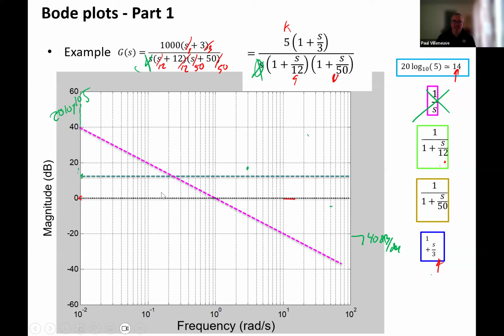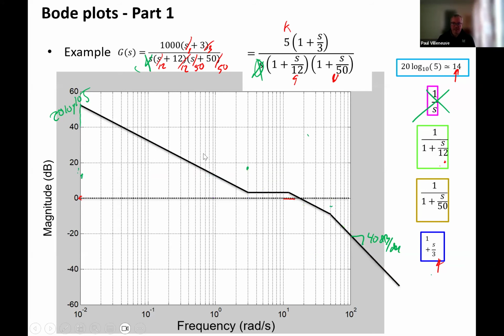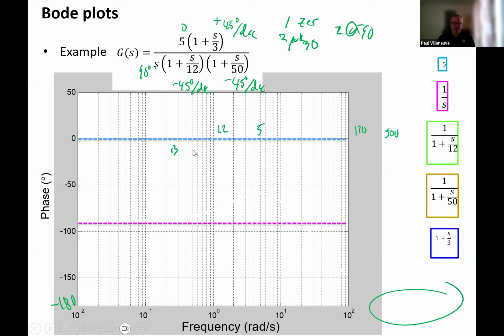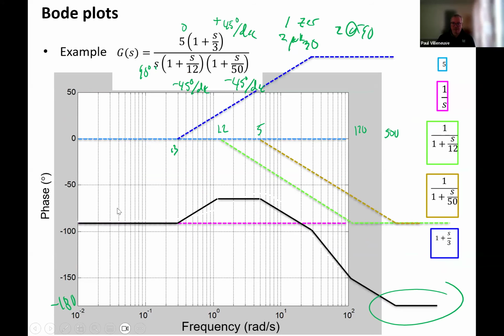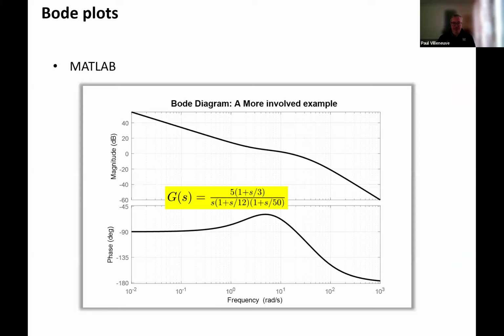And then I take that, and I've got this green line, and then I have these other lines, and that's my plot here, this black line. And then I do my angles. So I have 0 and on and on. And that's my final value. And this is the example.